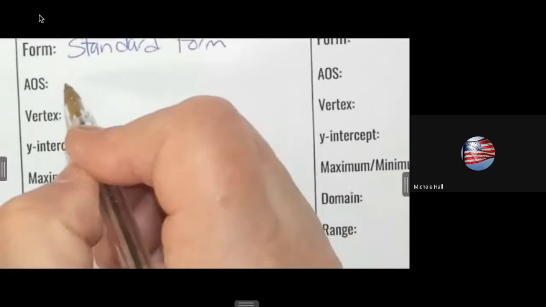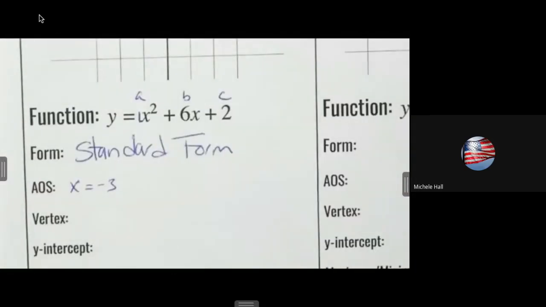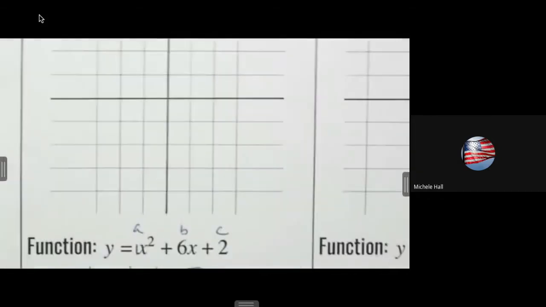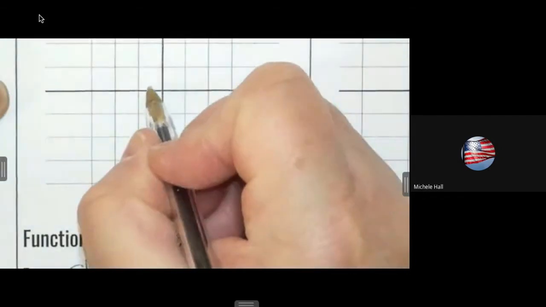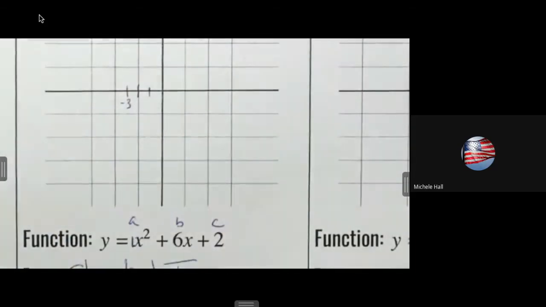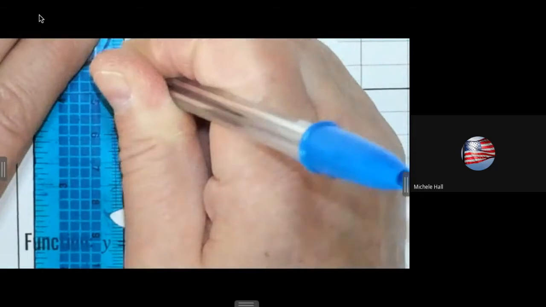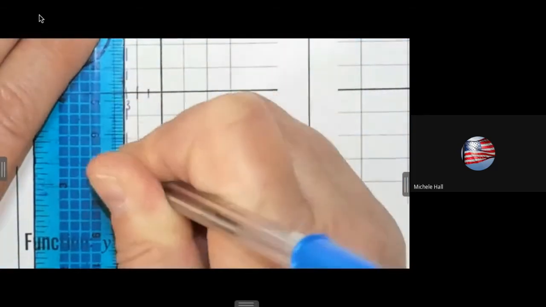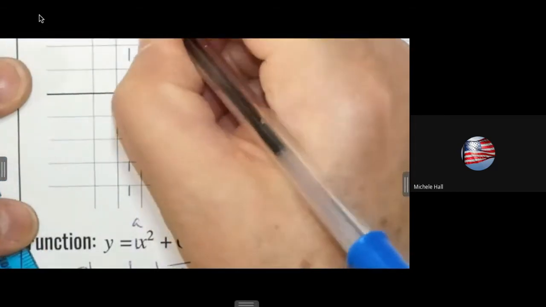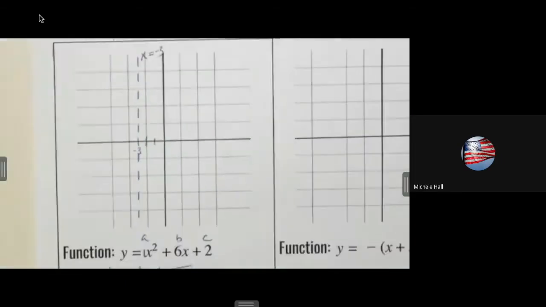It's a vertical line. That means I give it the equation right there. That exactly describes a vertical line. I am having my lines go by twos. 2, negative 3. And I sketch my vertical line. That's the AOS, the axis of symmetry. And I label it X equals negative 3. No points off when I label my AOS.